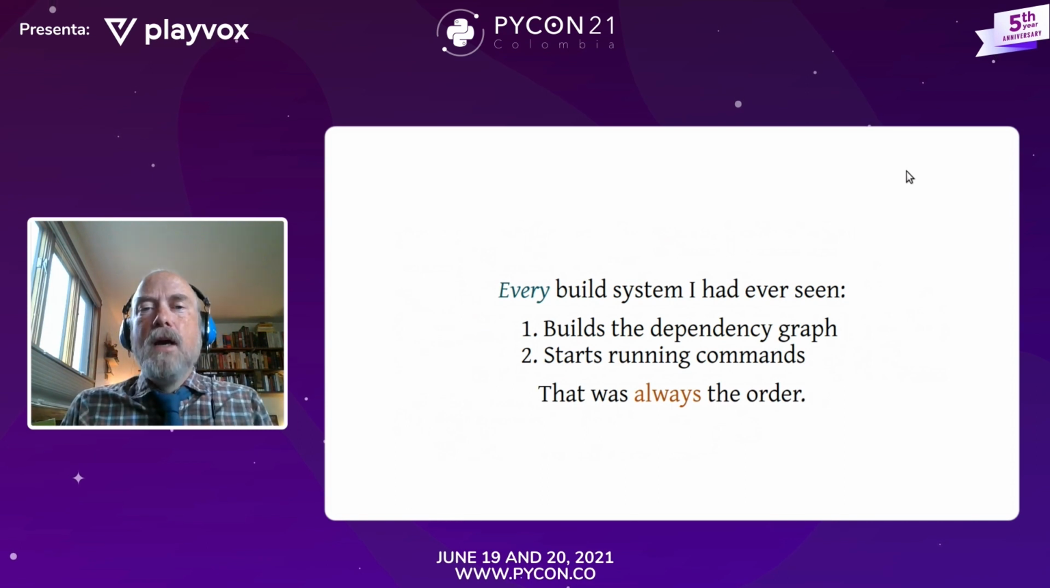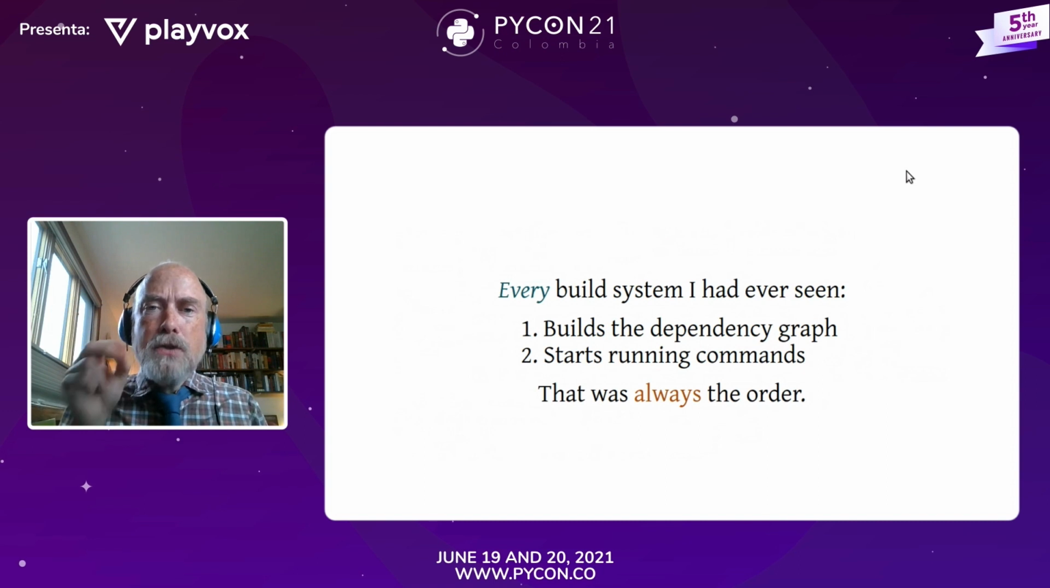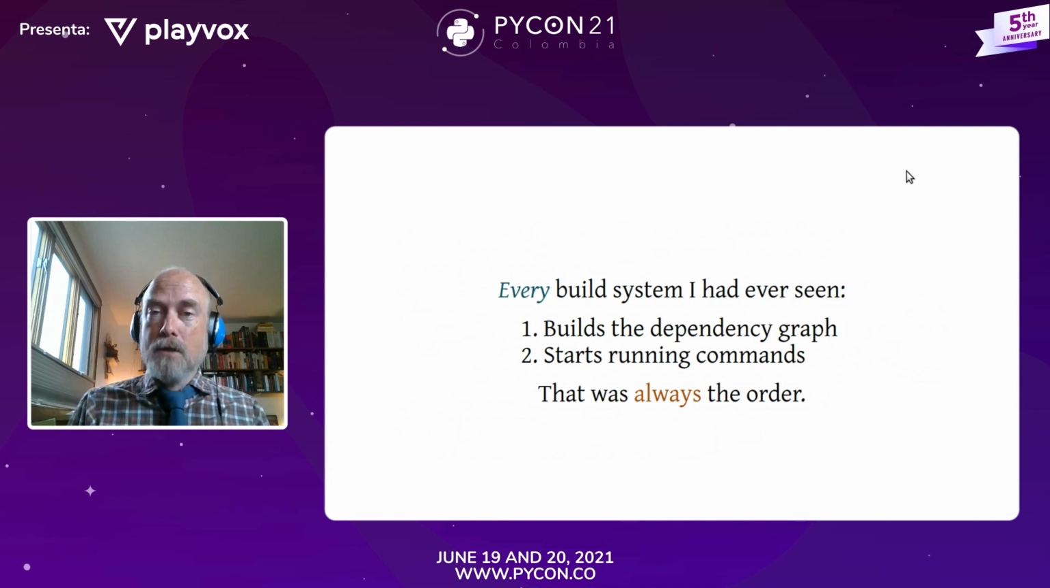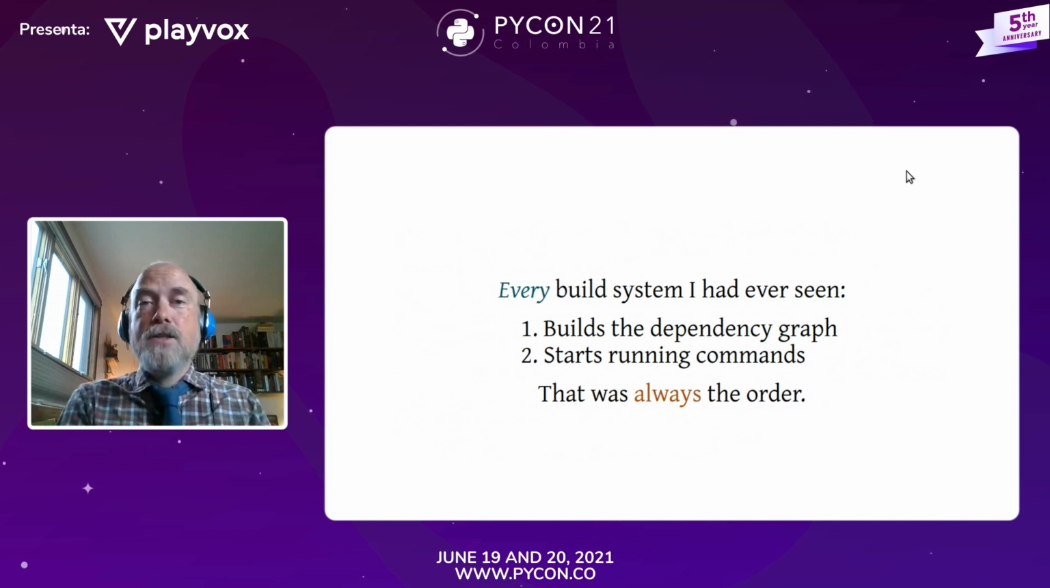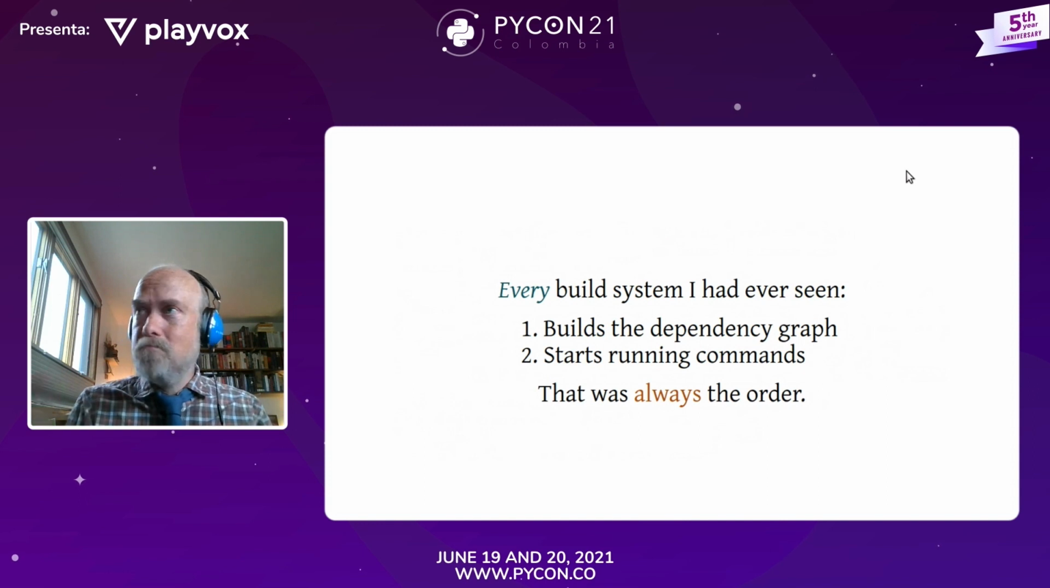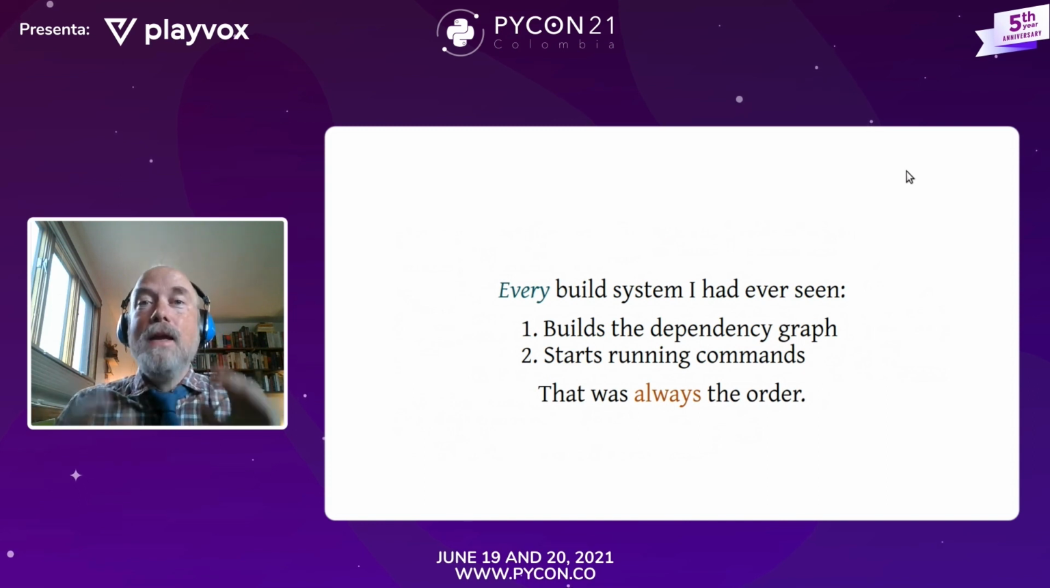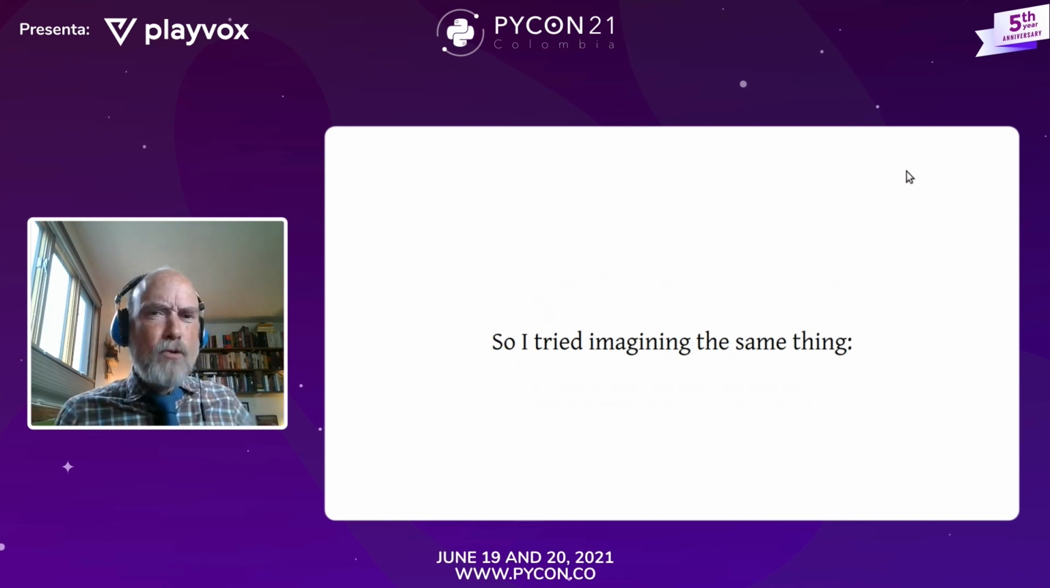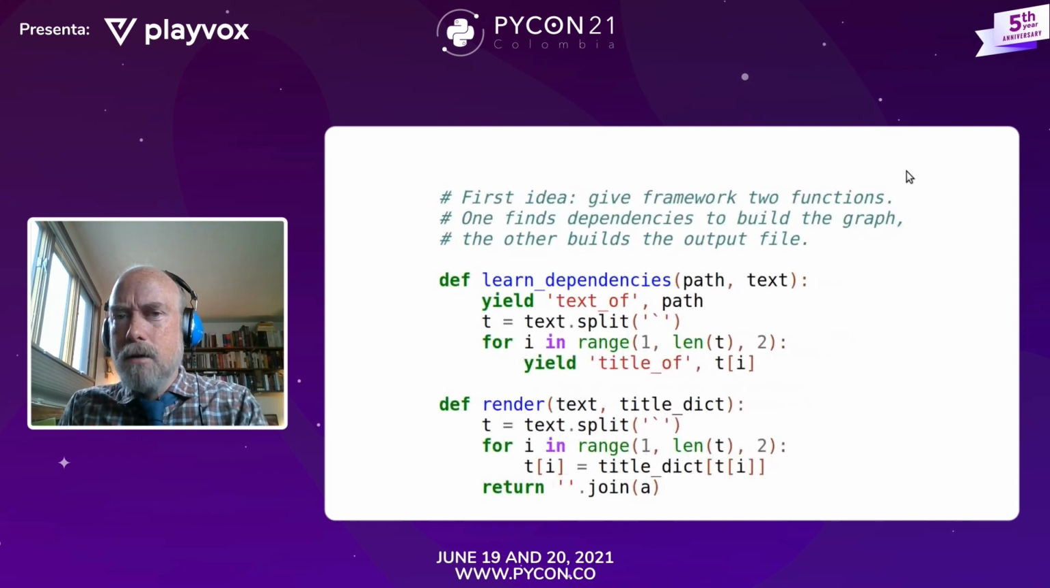Every build system I have ever seen is two-phase, two steps. First, it builds the dependency graph and gets all of its arrows set up. Then it starts running the commands that will rebuild the output files. That was always the order in every build system I had ever seen. So I tried imagining the same thing.